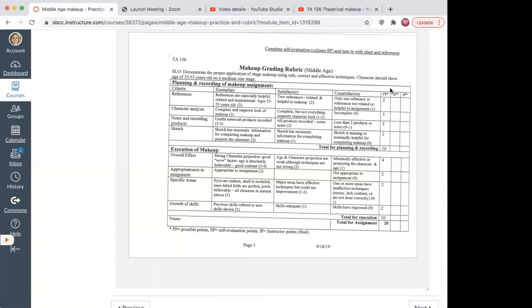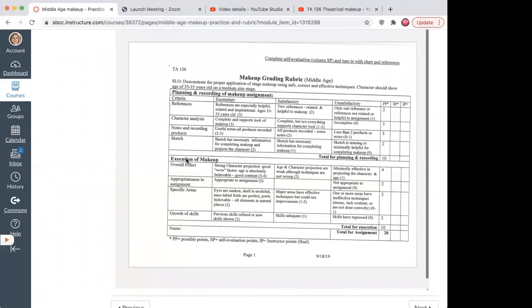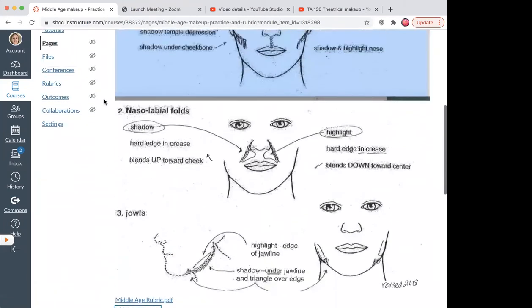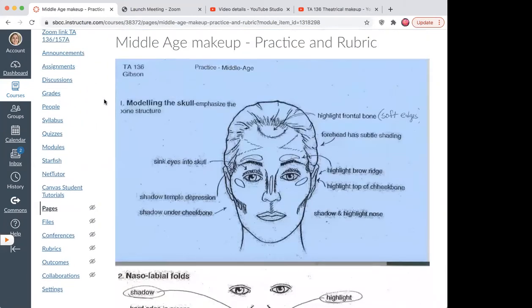So here's how it works. This is our possible points. You're going to grade yourself here. And then when you upload, I will look at this, okay? And that gives you a total point consideration. So let's go up and look at these a little bit more in depth.